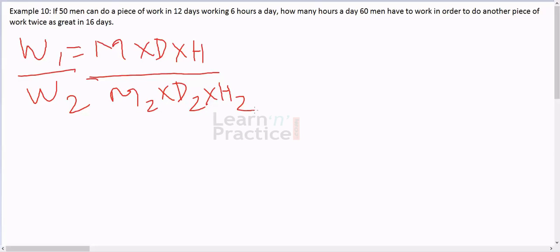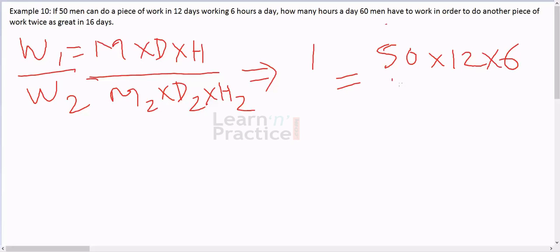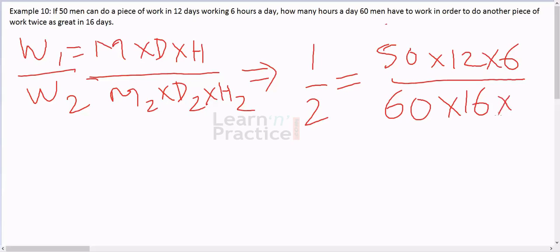Now put the values here. 50 men are working for 12 days, 6 hours in a day. Work 2 will be twice the work of 1, so it will be 2. And 60 men, they are working for 16 days, and the number of hours we have to calculate. Now solve this, we'll get the answer.